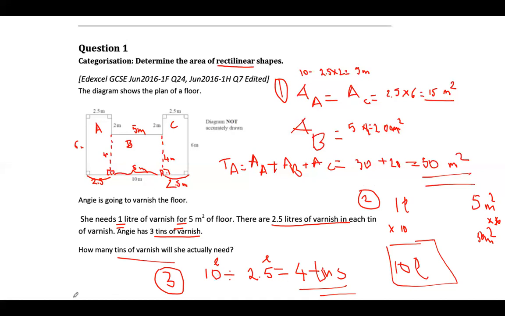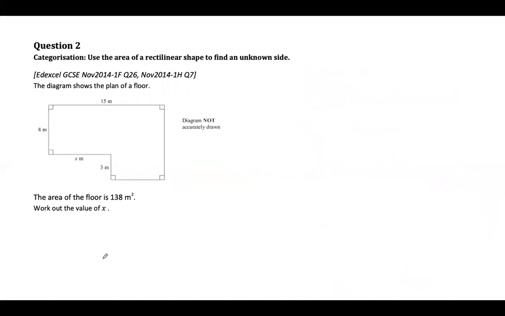Let's have a look at the next question. Question number 2. Again, this is pretty similar to the first one, another question that you will find in both foundation and higher tier. The diagram shows the plan of a floor. Again, we're dealing with another rectilinear shape, a shape with straight lines and right angles. The area of the floor is 138 square meters. Work out the value of x.